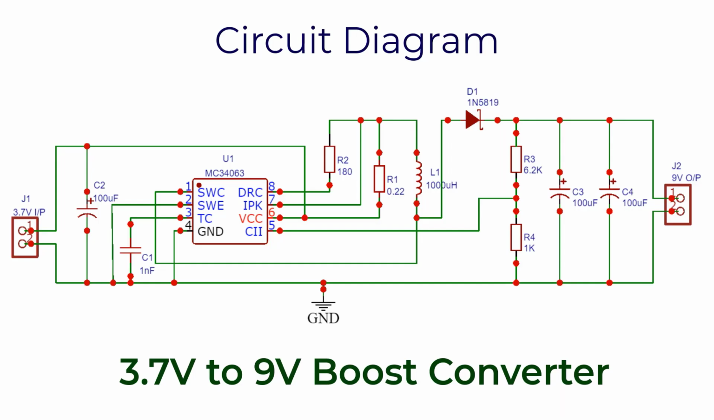Here is a simple circuit diagram. As an input, the circuit takes 3.7 volt input from the lithium ion and lithium polymer battery, and using the MC34063 boost converter IC along with inductor, capacitor, few resistors, and a diode. The output delivered is 9 volt and depends upon the value of R1 resistor, which is 0.22 ohm.